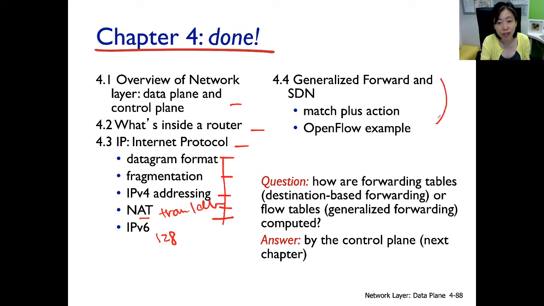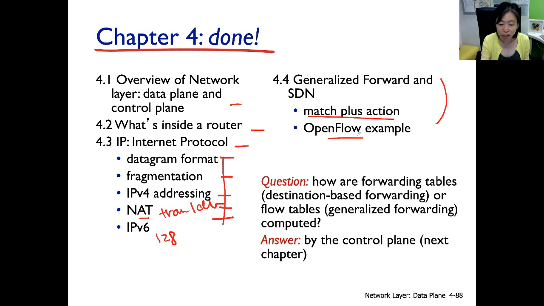And just today, 4.4, generalized forwarding and SDN. You see here, the matching rules can be very general, and the actions can also be very general, unlike the traditional forwarding. And then we see a number of examples for these entries in the flow table, as well as a network example.